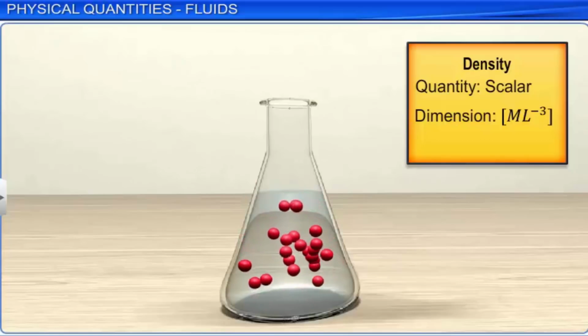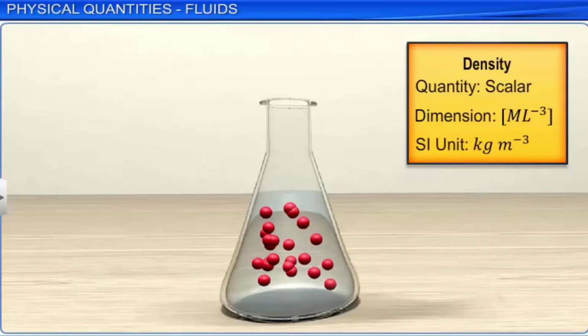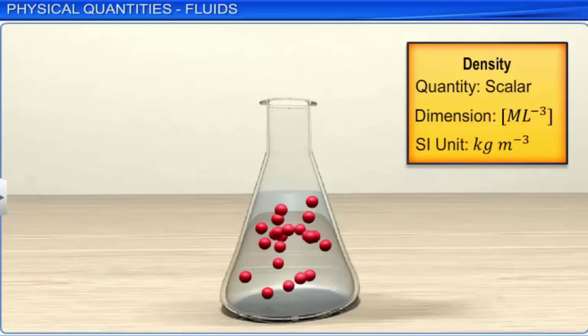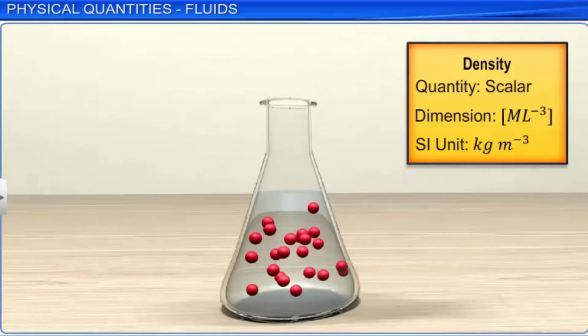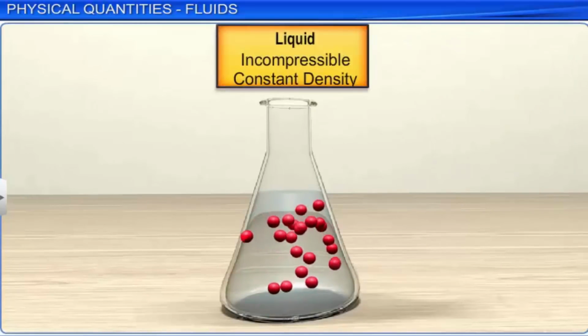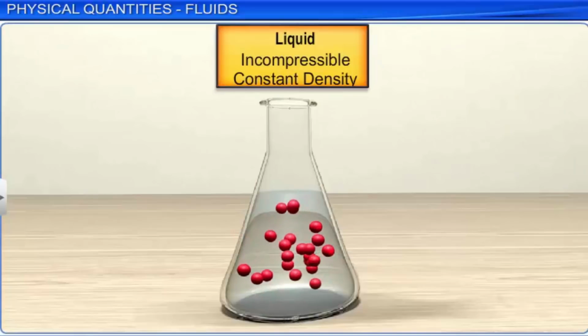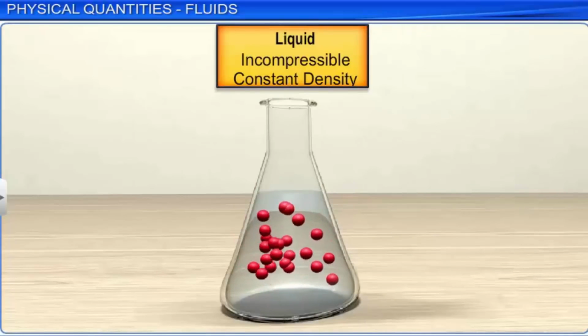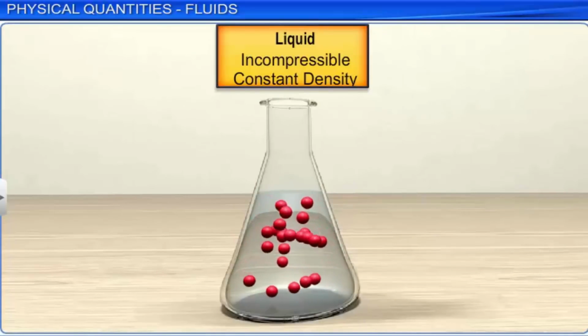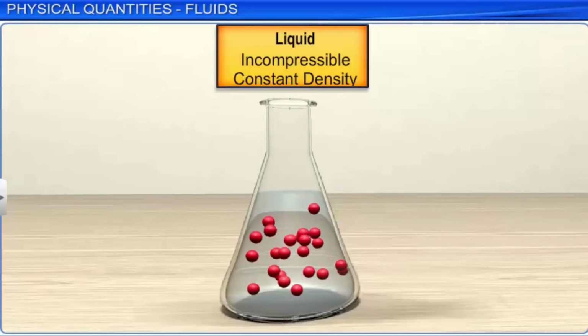The density of a liquid is almost considered constant at all pressures, as it is largely incompressible. However, gases exhibit huge variations in densities at different pressures, as they are compressible.